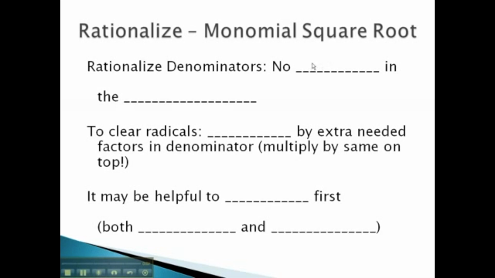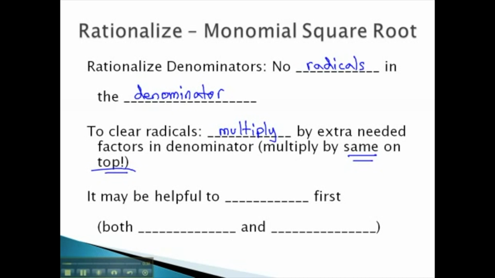By rationalizing the denominator, we want to have no radicals in the denominator, or bottom of the fraction. If we do end up with radicals in the bottom of the fraction, we can clear them by multiplying by any extra needed factors in the denominator. Of course, as we do this, we'll need to multiply by the same thing in the numerator.